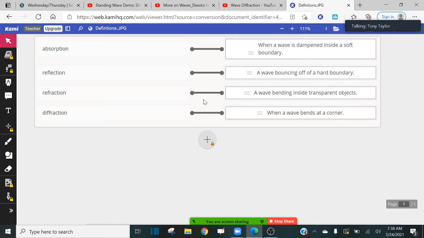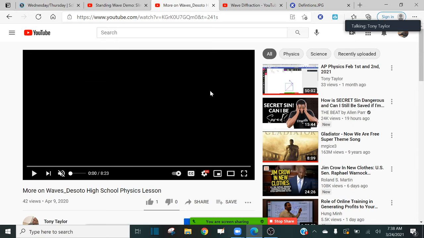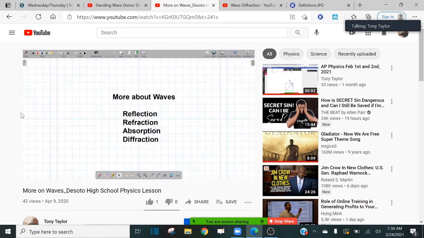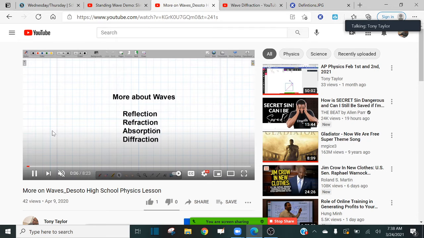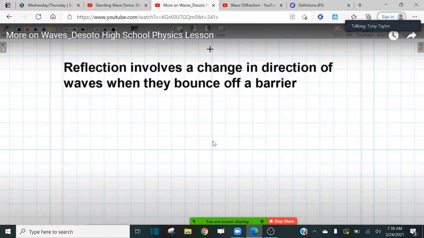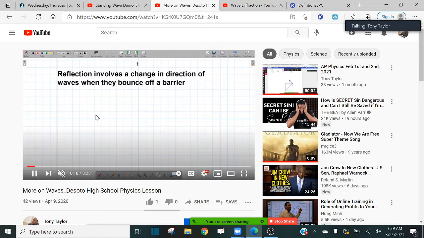So these are just very simplified definitions, but in a moment I'm going to give you more detailed definitions of wave actions. And of course, I'm going to give you several examples as we go through these terms one by one. Like I said, we're dealing with reflection, refraction, absorption, and diffraction. That is the topic of today. There's no math involved. We're just going to explain the concepts. So let's start with explaining reflection in more detail.